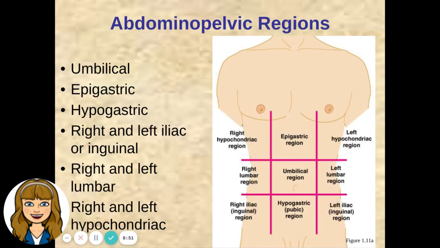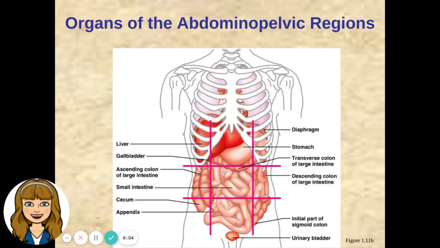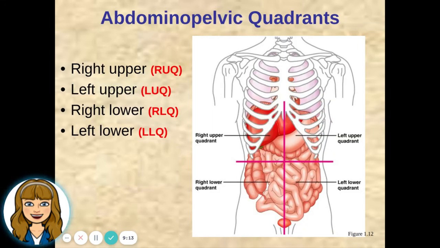You can also divide your abdominal pelvic region, that's combining your abdomen and your pelvic regions together, into 9 separate regions. Again, you're going to label these on your diagrams. And then I'm giving you what organs are found in the different little regions. And then you can also divide it just into 4 places. So sometimes if you go to the doctor, they're going to say that you have pain in your lower right quadrant. This is what they're talking about.